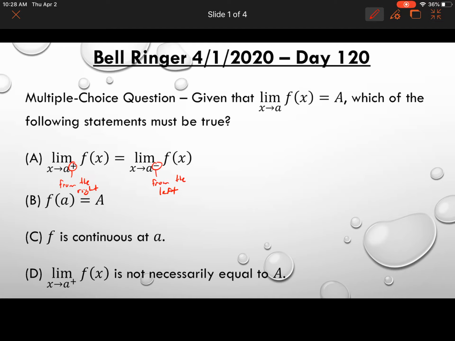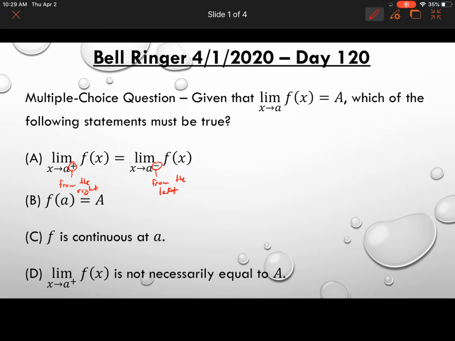B is f of small a equal to big A, so f of small a. So is the function value equal to the limit that's being approached? C is f continuous at small a. And then D, the limit of f of x as x approaches a from the right is not necessarily equal to A. So let's look at each of these. Let's try to eliminate some of them. So let's see. Let's do C first.